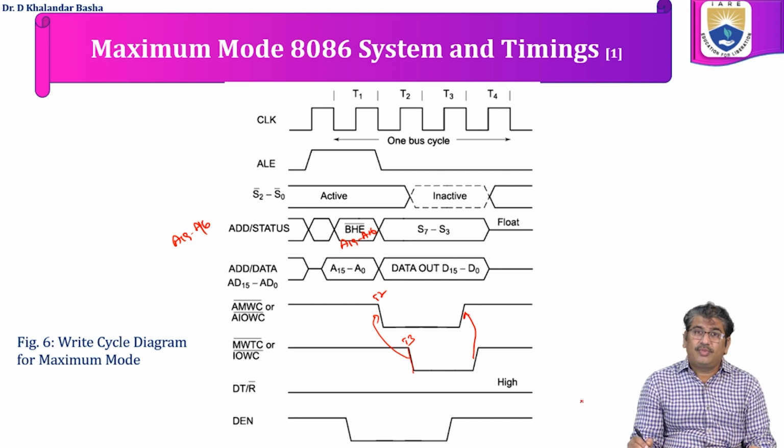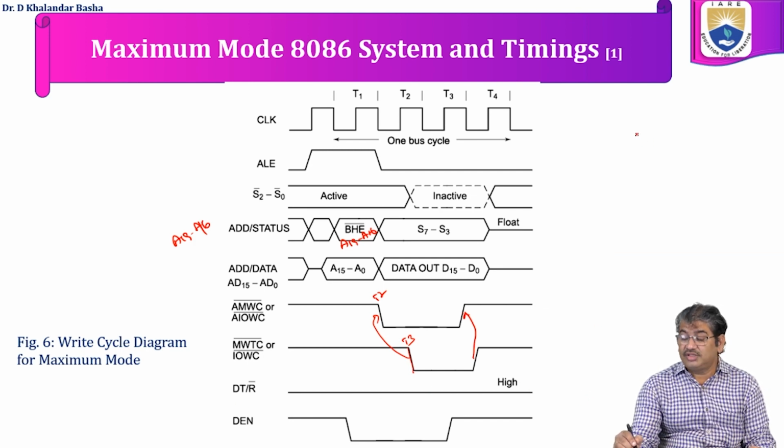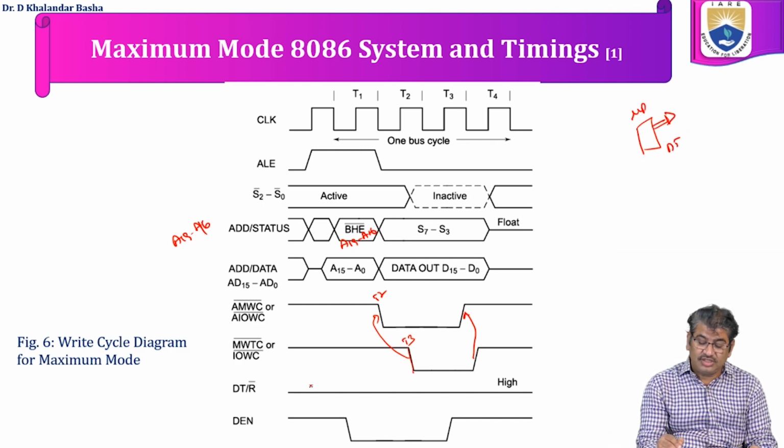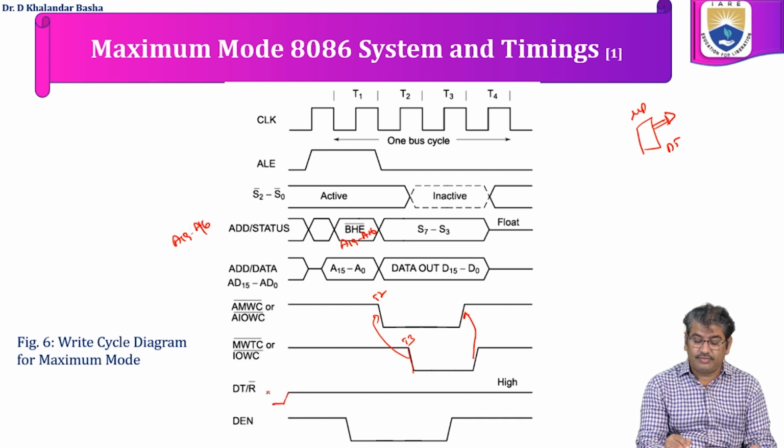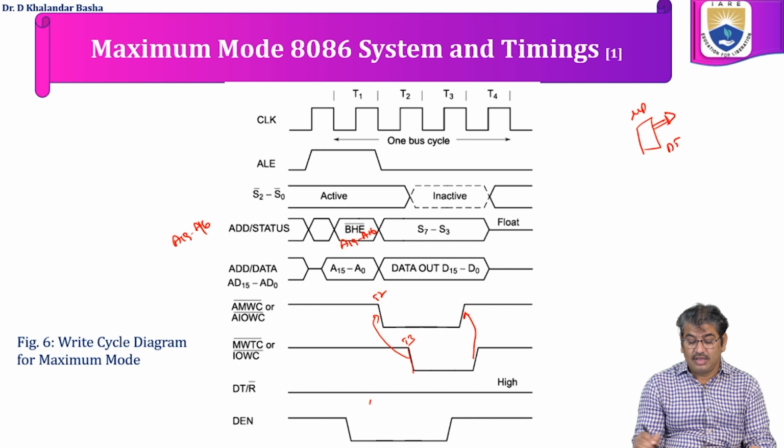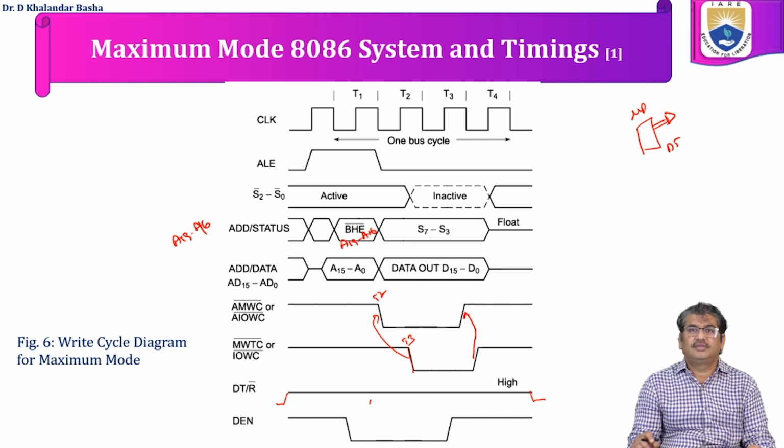Here the processor is doing the write operation, so the processor is sending the data, and the data is being transmitted, so DT/R bar is going to be 1 during this time. DEN bar is at logic 0, as this signal will be active while the data is valid on the data bus.